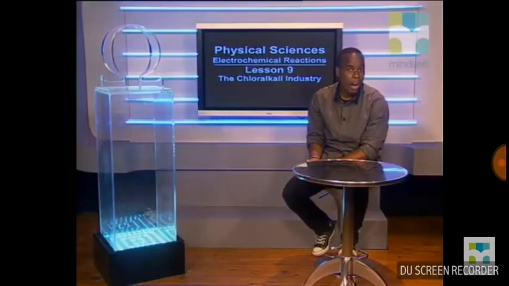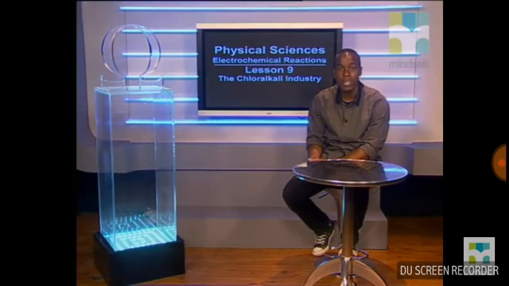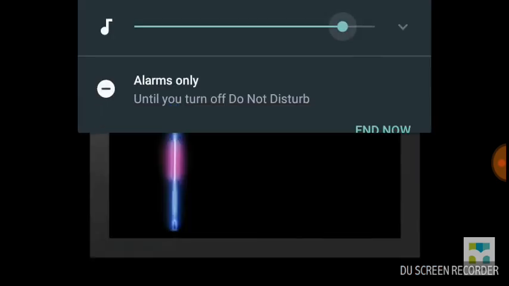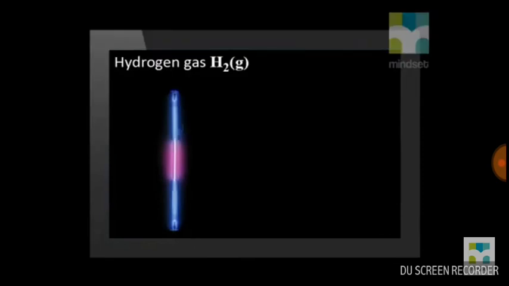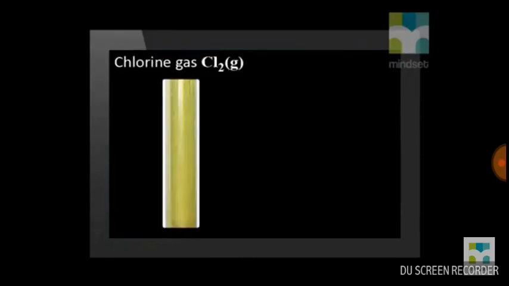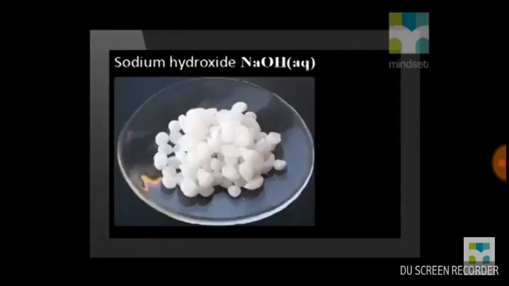tricks. The chlor-alkali industry is a large worldwide multi-million industry. The basis of this industry is the electrolysis of sodium chloride solutions. The three products obtained from the chlor-alkali industry are hydrogen gas, chlorine gas with its yellowish-green color, and sodium hydroxide solution with the formula NaOH. Each of these products is used throughout the chemical industry to produce other products.